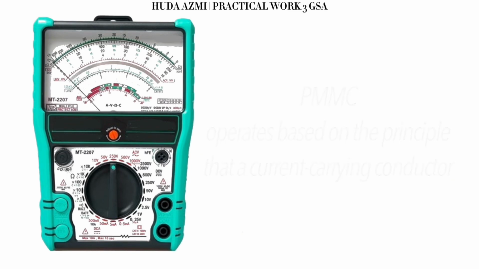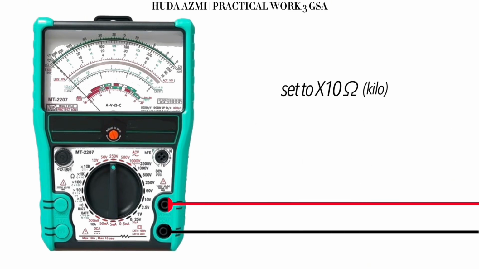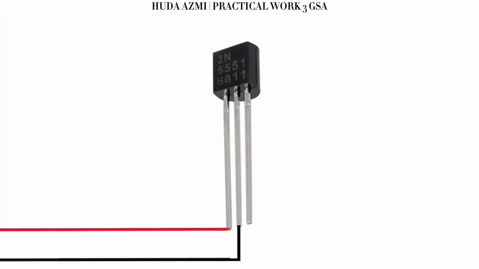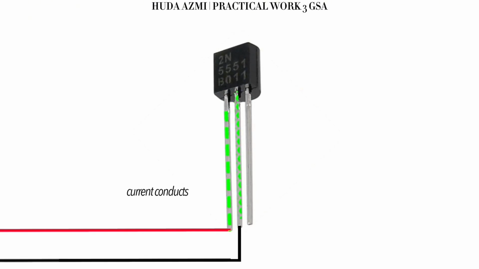To check if a transistor is NPN or PNP, set your multimeter to the 10 kilo ohm range, and touch the probes to find the base. Put the red probe to the emitter and the black probe to the base. If it conducts current when the black probe is on the base, the transistor type is PNP. But if you put the black probe to the emitter and the red probe to the base, and it conducts current, it is likely an NPN type transistor.